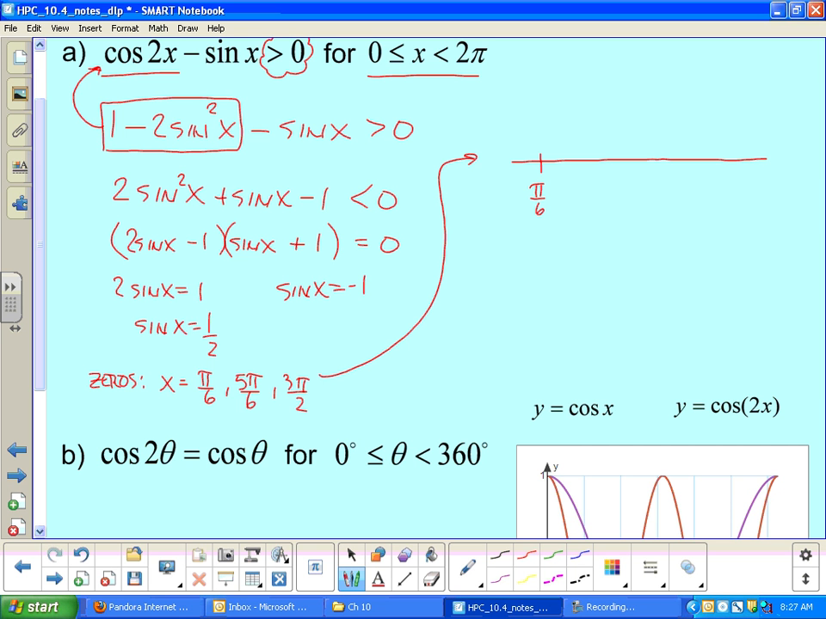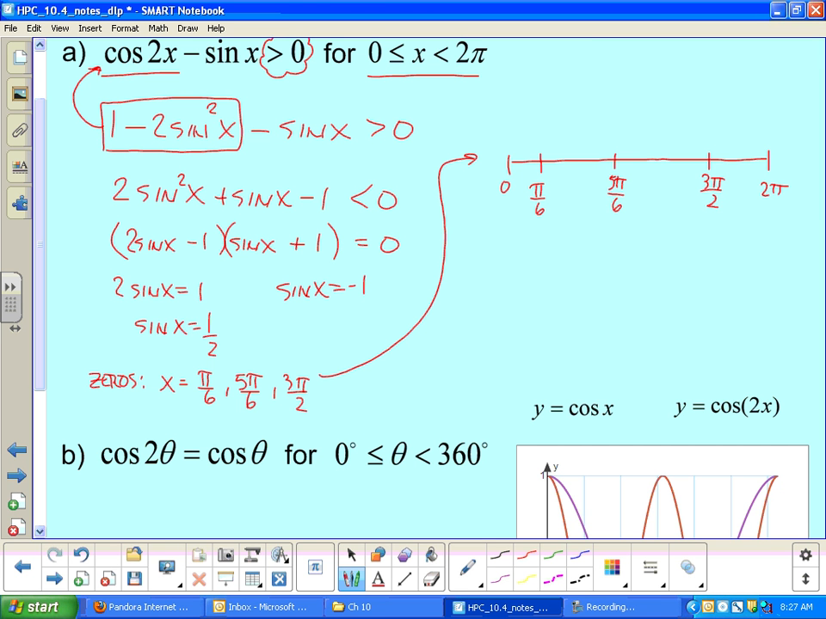And 5 pi over 6. And 3 pi over 2. And we're going between 0 and 2 pi. So, all right, we test our values. So if we remember this, we plug some values in between our zeros here.